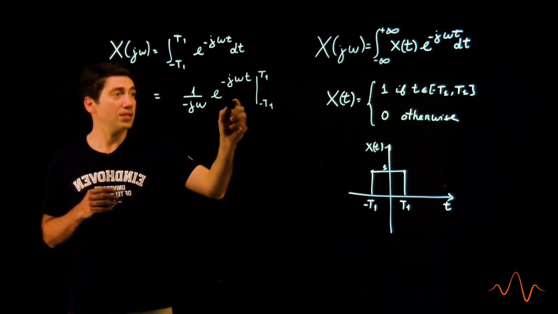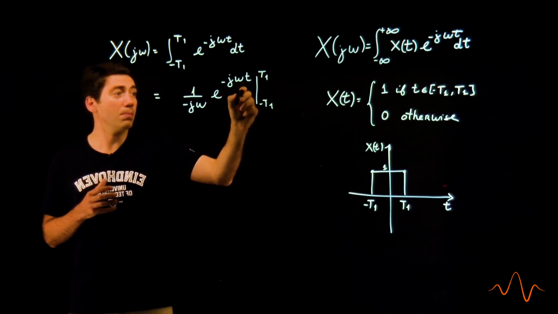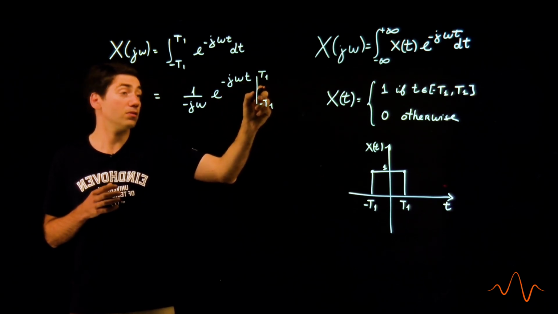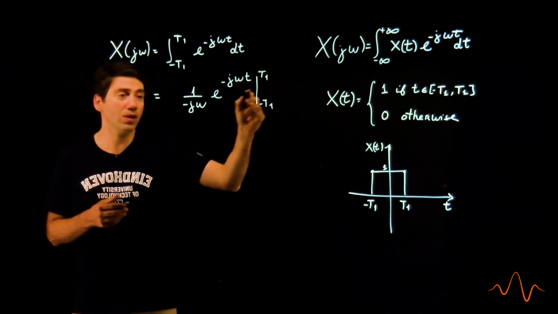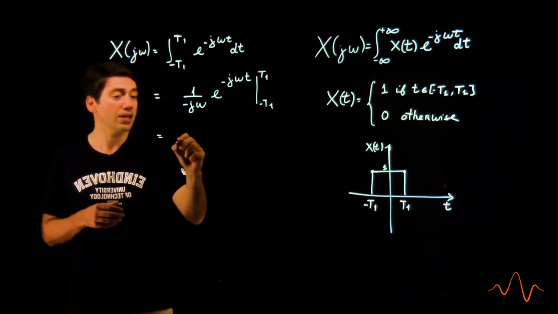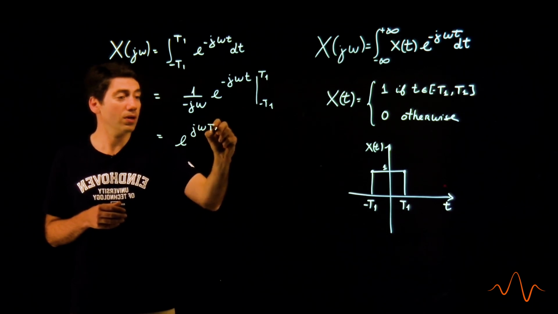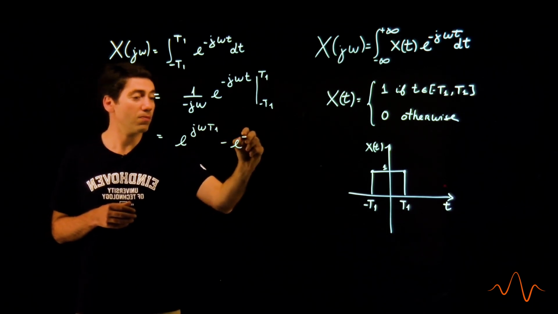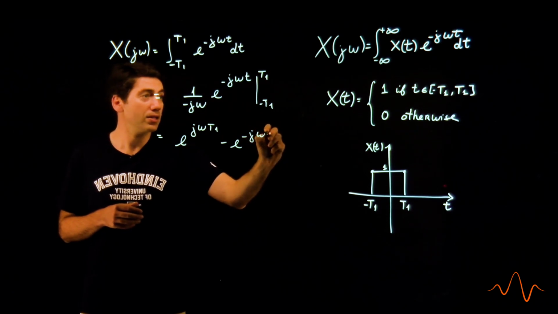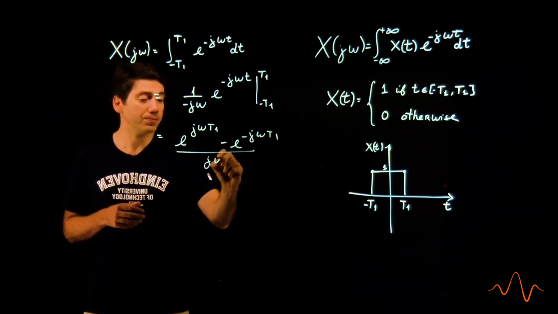So basically, if we evaluate it, it's going to give us e to the power of minus j omega capital T1 minus e to the power of minus j omega minus capital T1. So that minus, I'm going to evaluate first this one, and we're going to get e to the power of j omega T1 minus e to the power of minus j omega T1 over j omega.